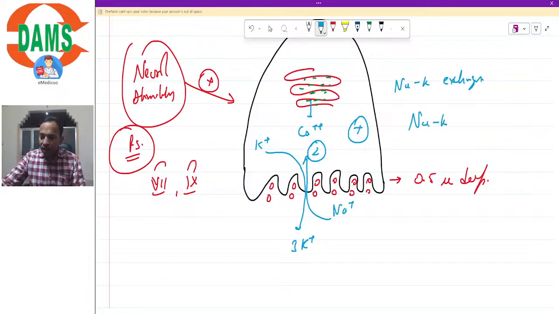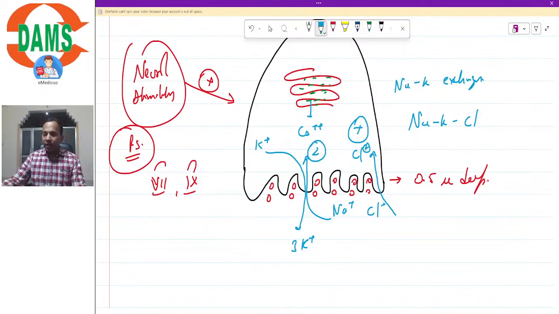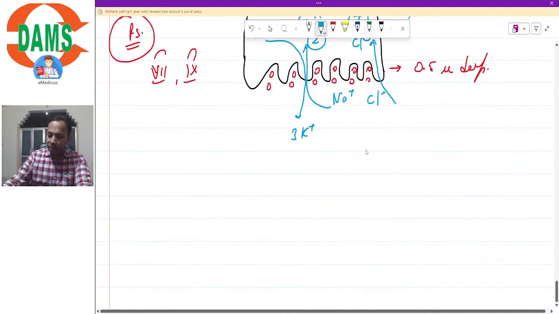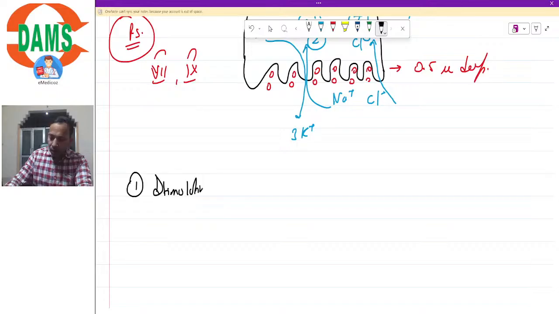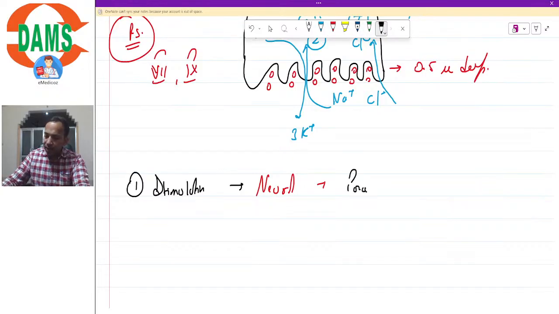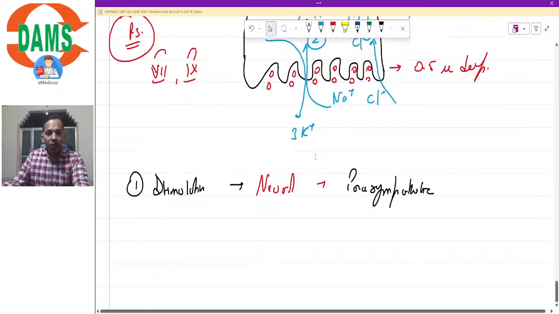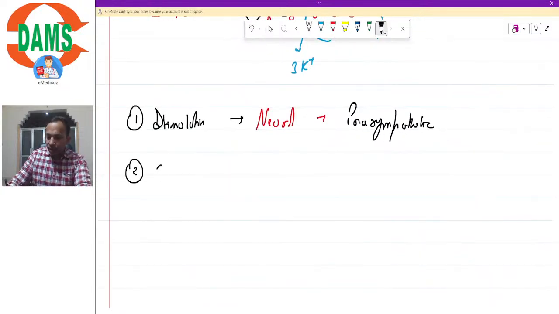Apart from this, there is another channel as well, the sodium potassium chloride channel. Through this channel, chloride, which is also present in the extracellular fluid, is pumped in. So chloride is pumped in, right? So what has happened till now? First of all, there was stimulation. What kind of stimulation? It is always a neural stimulation. And when we say neural stimulation, it is parasympathetic, right?